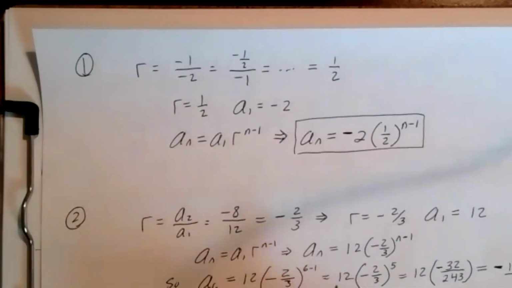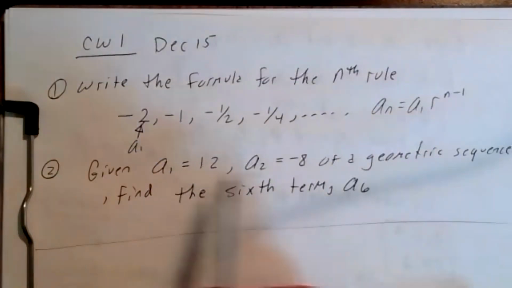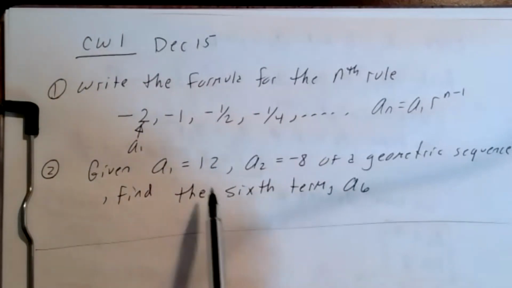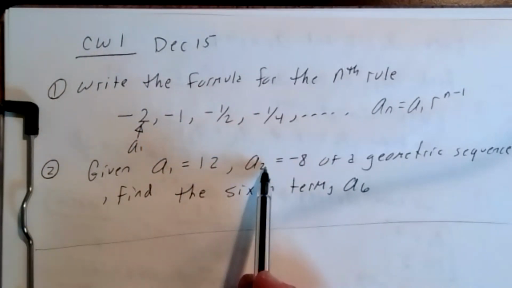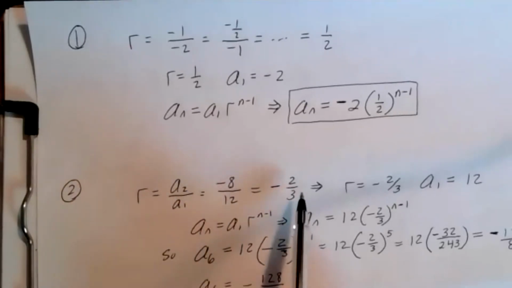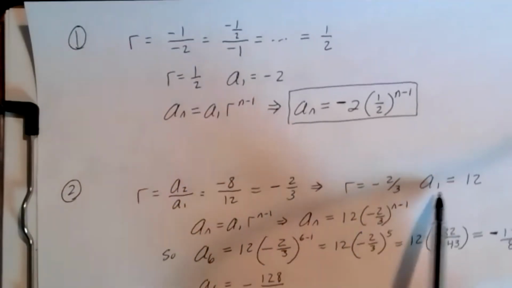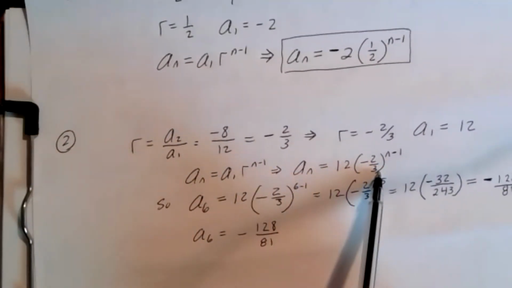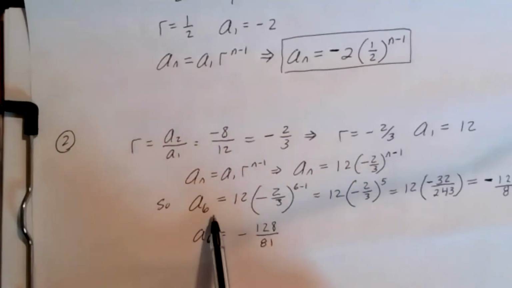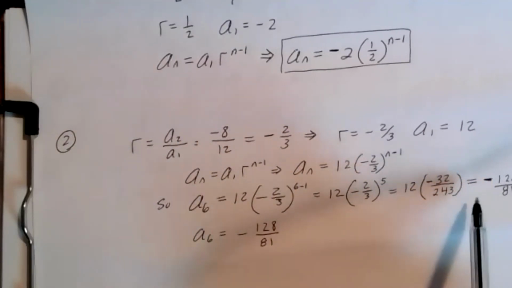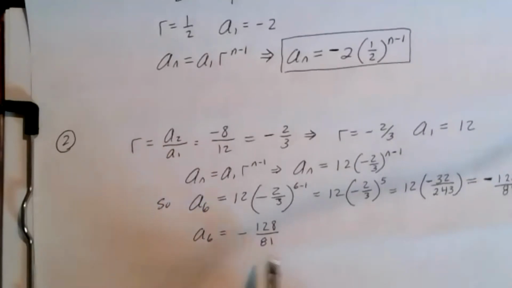Yes. All right. Now, the second one, they give you the first term and the second term. They want you, therefore, to find the sixth term of this geometric sequence. Well, since they give you the first and second term, we can immediately crank out the common ratio just by dividing the second term by the first term. So the common ratio turns out to be -8/12, which reduces down to -2/3. We know the first term is 12. Therefore, we can write the nth rule for this geometric sequence. And then we can use that nth rule to generate the sixth term of the sequence. So the sixth term, as it works out, ultimately comes all the way down to -128/81. Anybody get that correct?